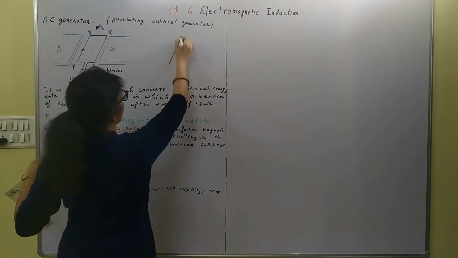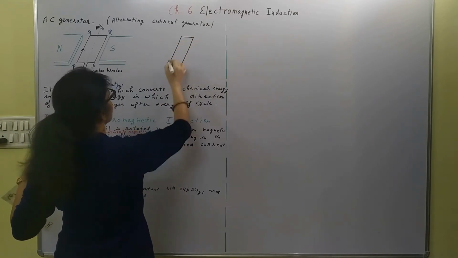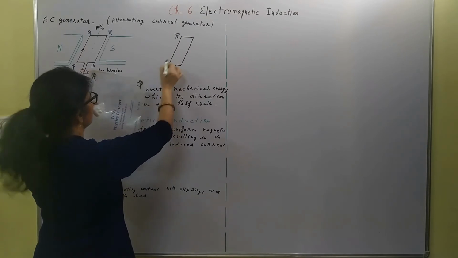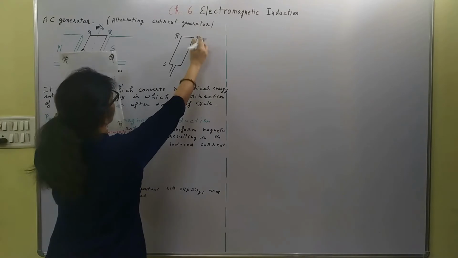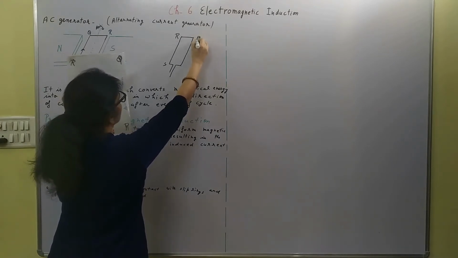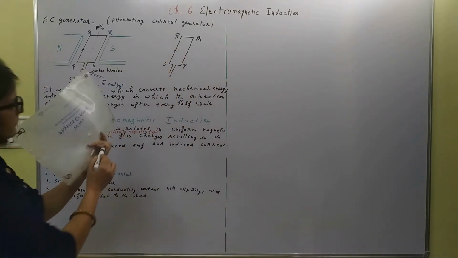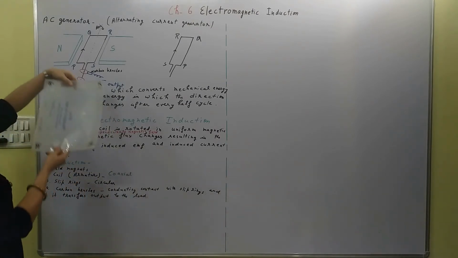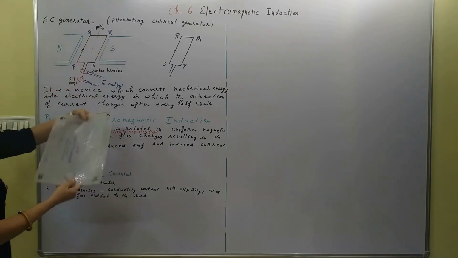So the new position I am drawing here just for the explanation. So this is R, this is S, this is P, and this is, sorry, this is Q, and this is P. Now the direction is like this, right? So what is happening is, initially this was PQRS and the direction of the current was PQ, and here also you can find out this is RS.